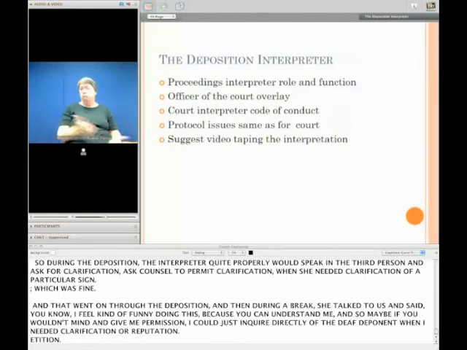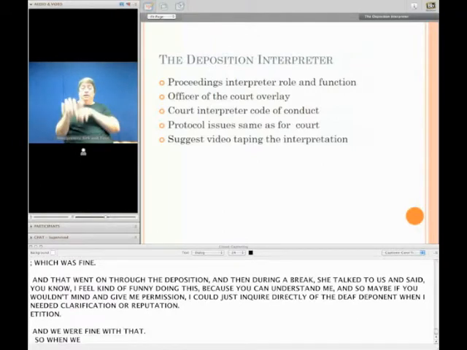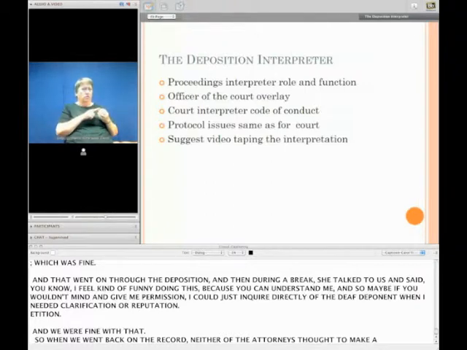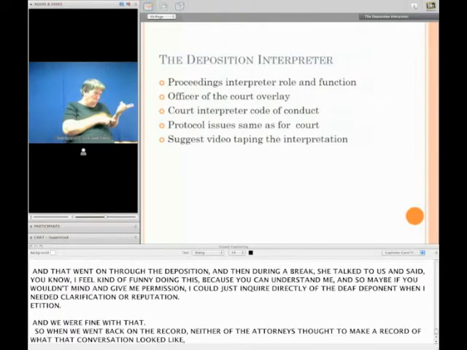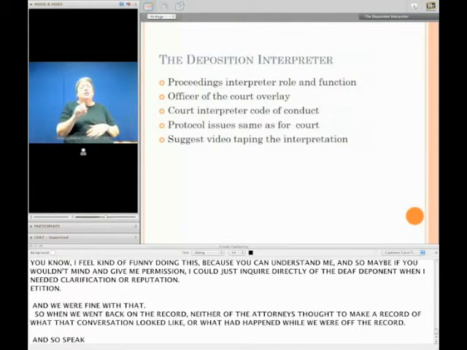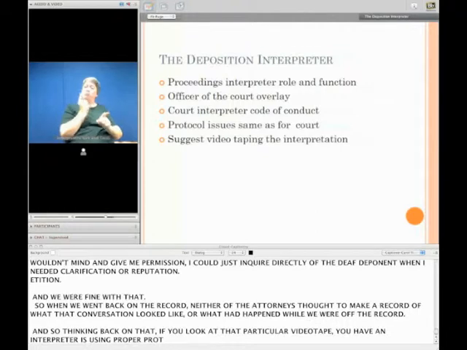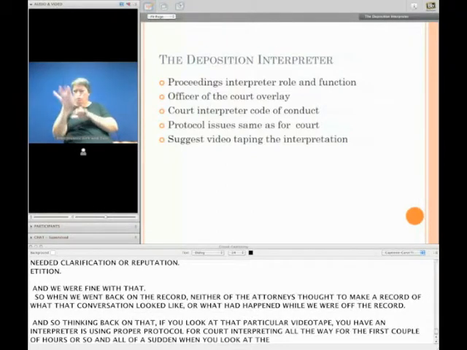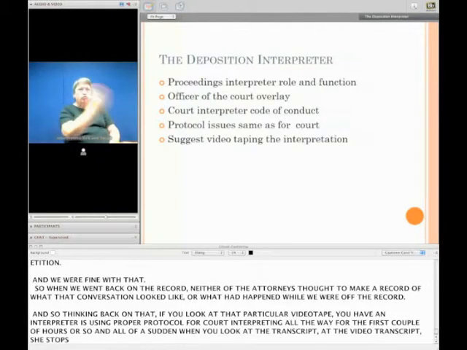And so when we went back on the record, neither of us thought to make a record of what that conversation looked like or what had happened while we were off the record. Thinking back on that, if you look at that particular videotape, you have an interpreter who's using proper protocol for court interpreting for the first couple of hours or so. And then all of a sudden, when you're looking at the video transcript, she stops and starts directly talking with the witness when she needs clarification.